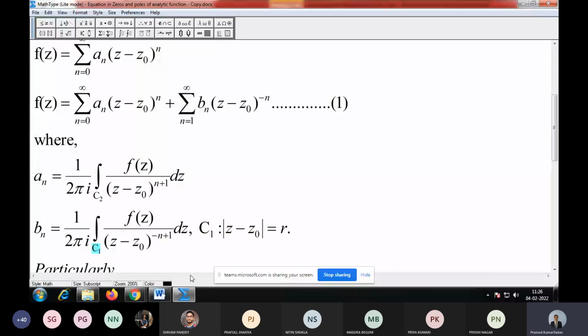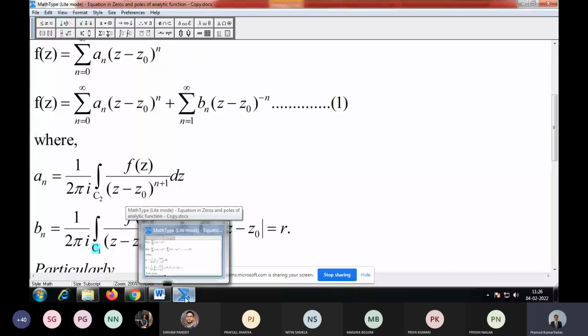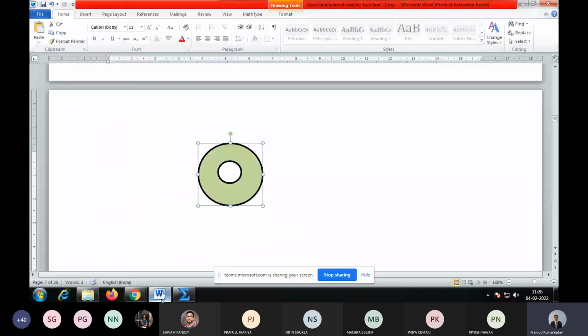So this is the Laurent series. Again I'm repeating, be careful. In the Taylor series, our function was analytic in this entire region.